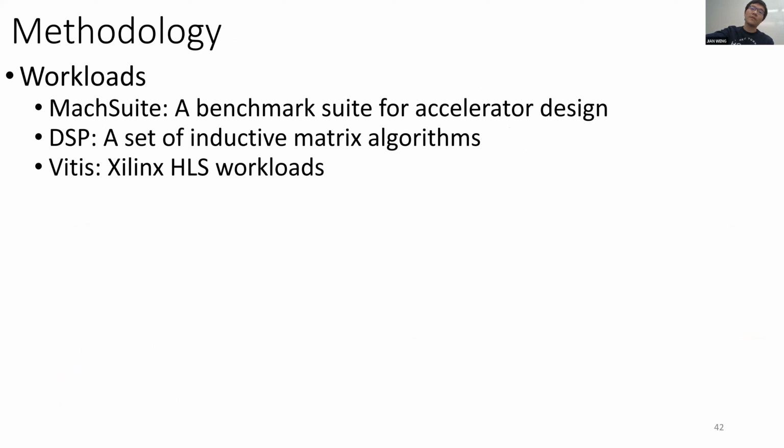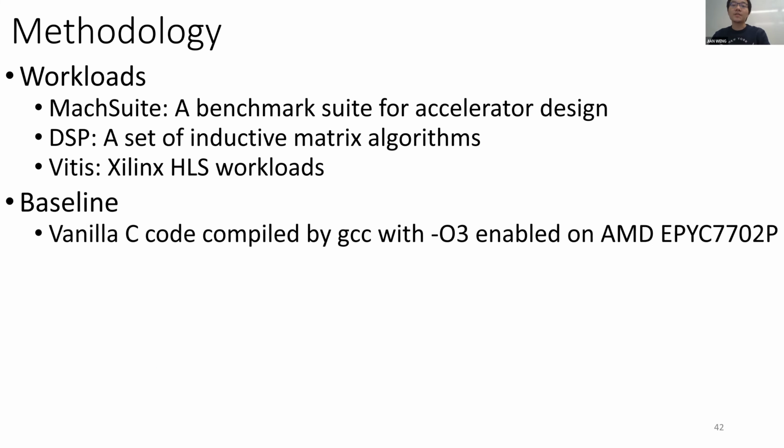So we first evaluate the performance of the compiler on three sets of workloads: MachSuite, a benchmark suite for accelerator design; DSP, a set of inductive matrix algorithms, which was from my first paper; and the Vitis, which is the Xilinx HLS workloads. And the baseline is the vanilla C code compiled with GCC O3 enabled on AMD EPYC 7702P, a very powerful server CPU.